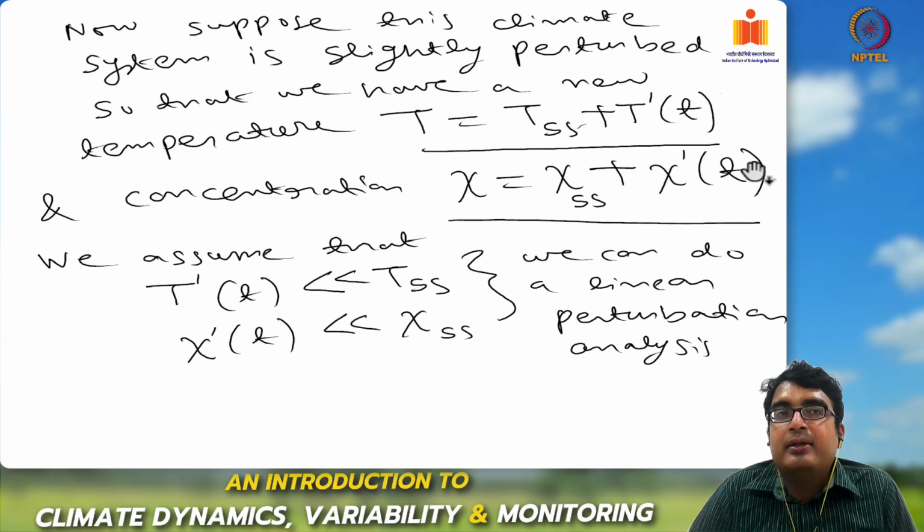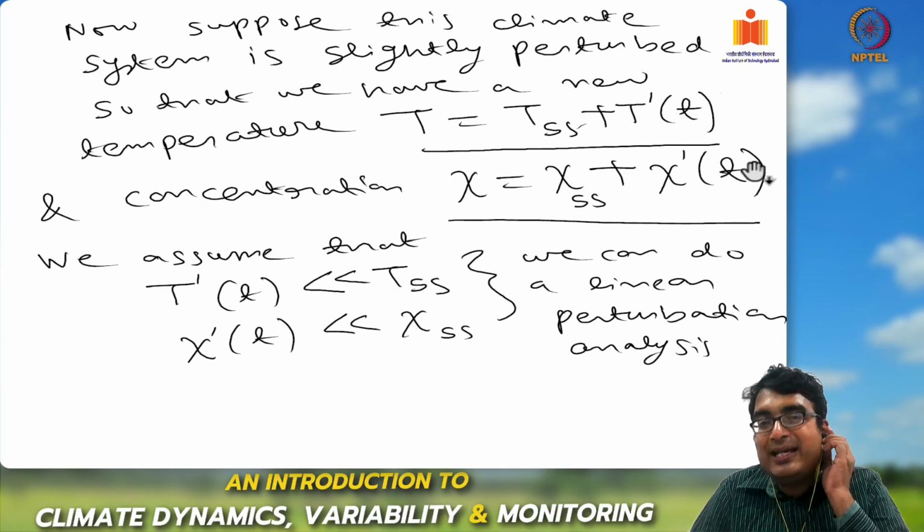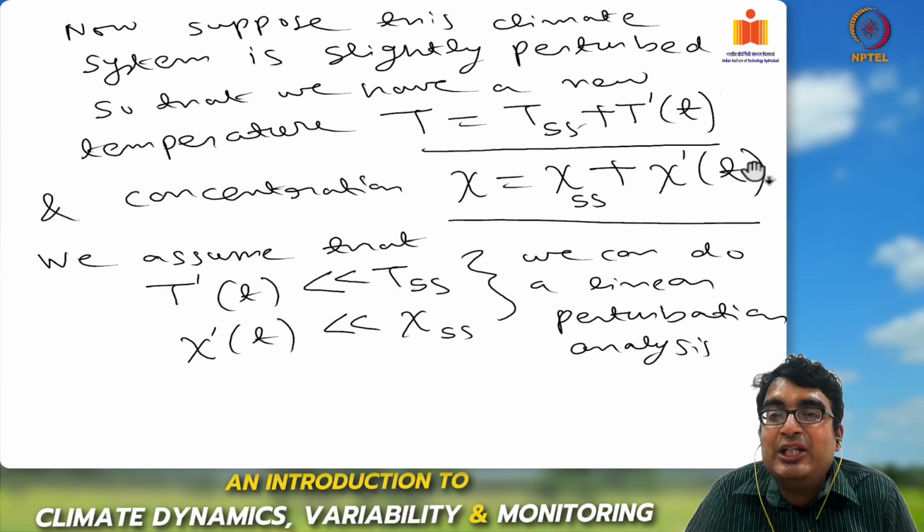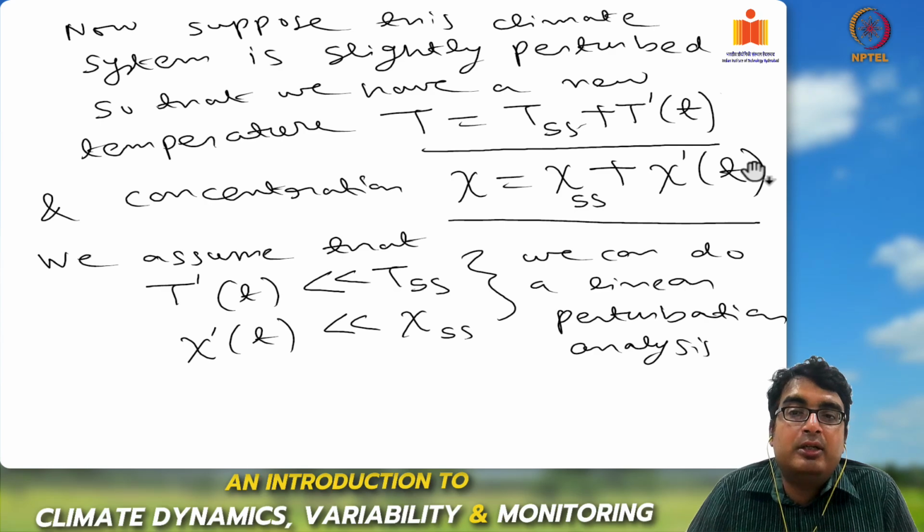As a result, the climate system is now accumulating heat because the outgoing long wave radiation has decreased because of the greater heat trapping, and hence the temperature of the system will also be changing with time. So the temperature at any given time is the steady state temperature plus the perturbation term T prime, which is a function of time t.